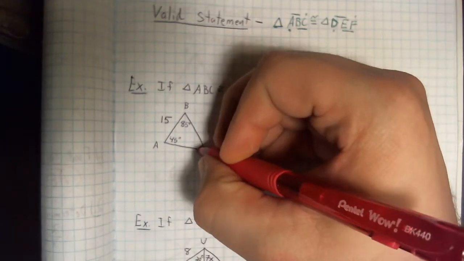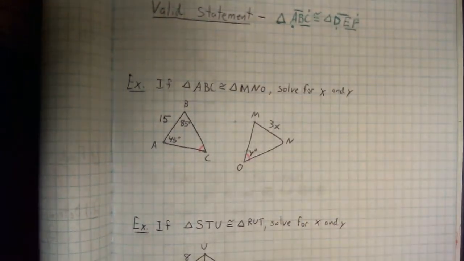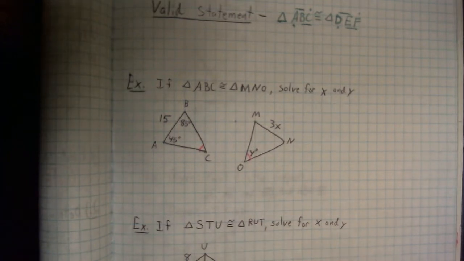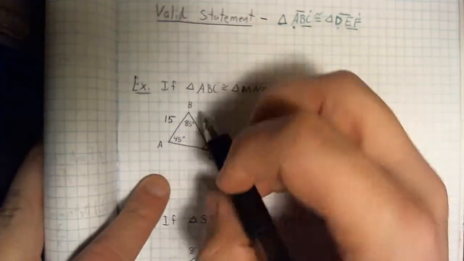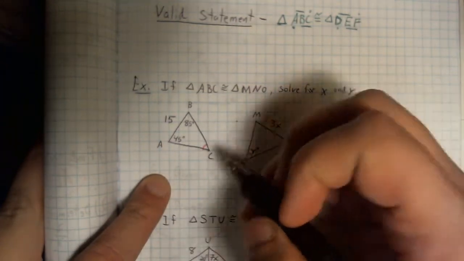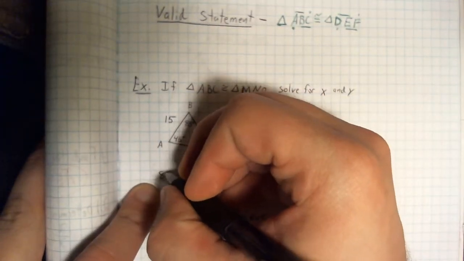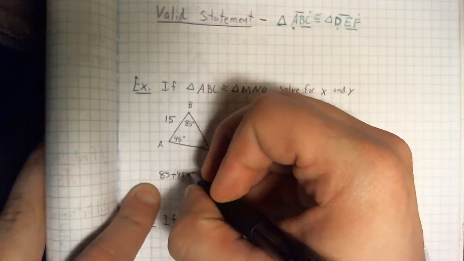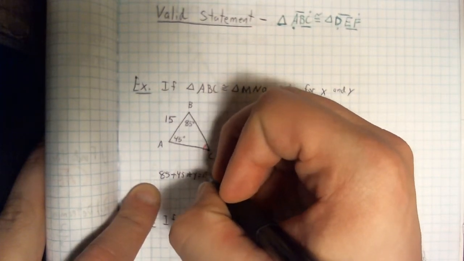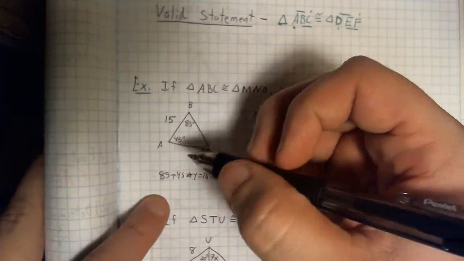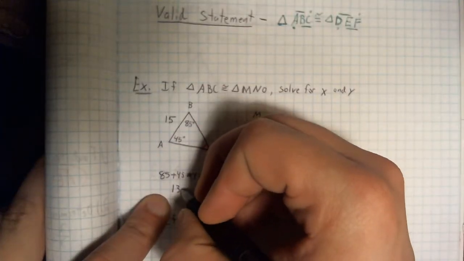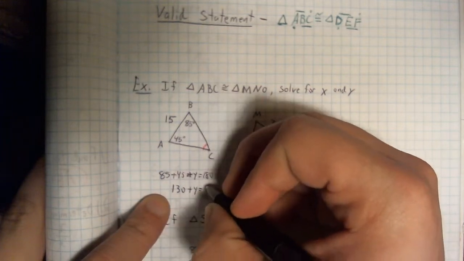So if I figure out what the value of angle C is, I automatically get angle Y. How am I going to get angle C? Well, I should start thinking about the interior sum theorem. 85 plus 45 plus y is going to equal 180 degrees. Let's add these like terms together. That gives us 130 plus y equals 180.